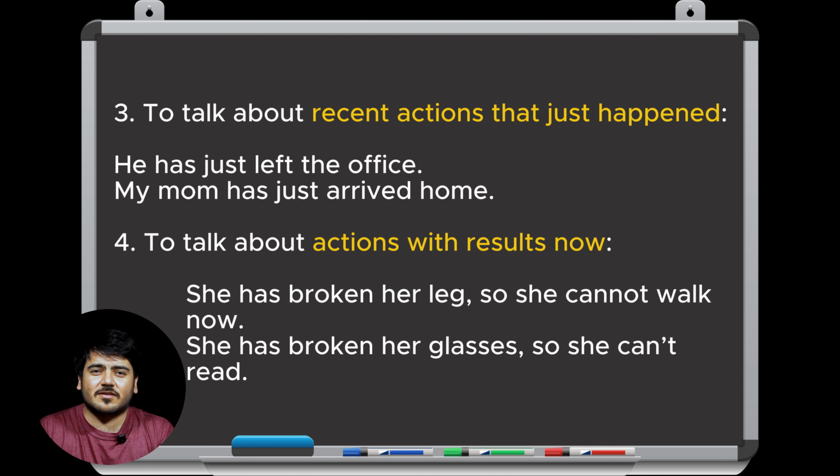My mom has just arrived home. Number four, to talk about actions with results now. She has broken her leg, so she cannot walk now. Or she has broken her glasses, so she can't read.